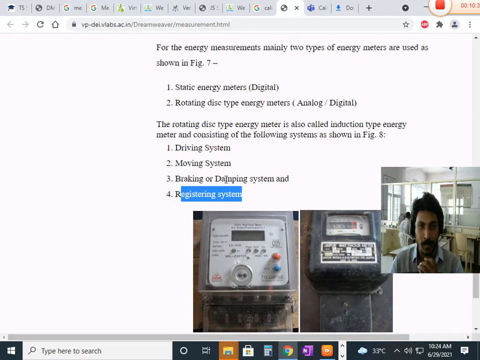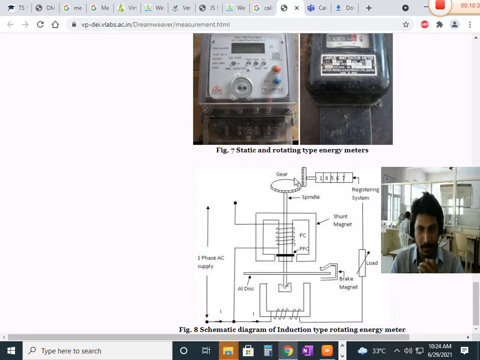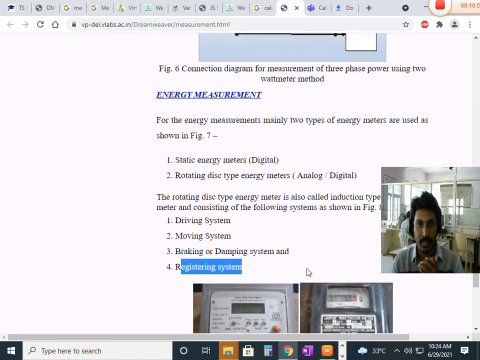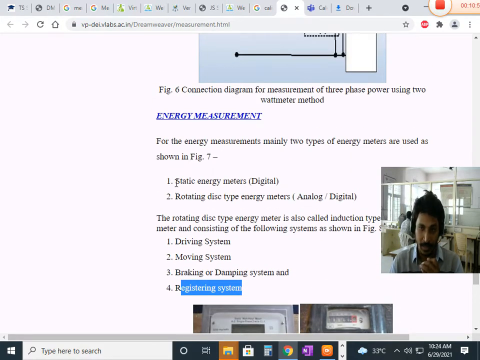And what is the damping and braking system here? When there is no consumption of energy, the disc has to stop. For that reason, we have the brake magnets. This disc is called the aluminum disc. So this is the energy measurement.